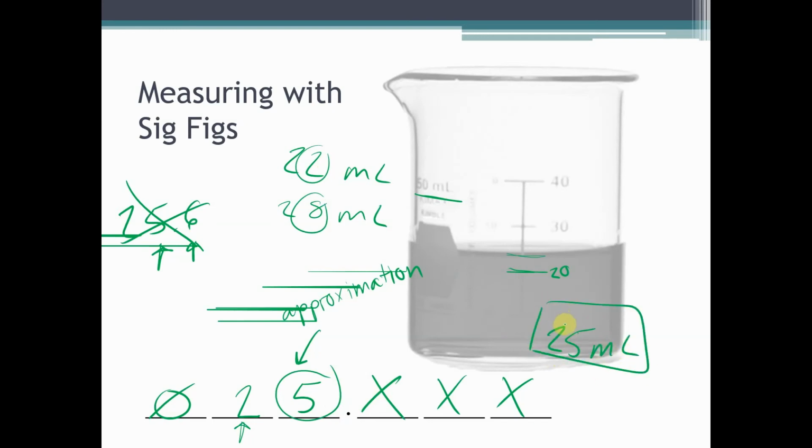I know the 2 for absolute certain, and the 5 is an approximation. So this is why we don't use beakers to measure things, because all we know for certain is it's somewhere in the 20s.